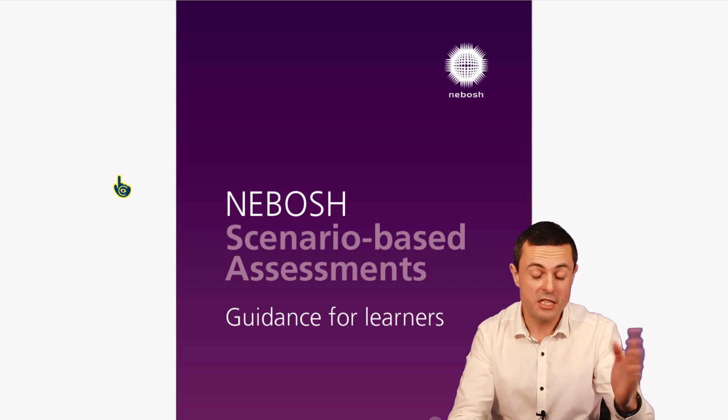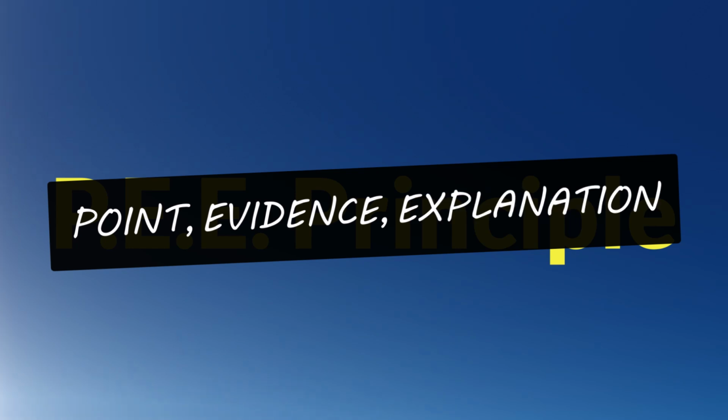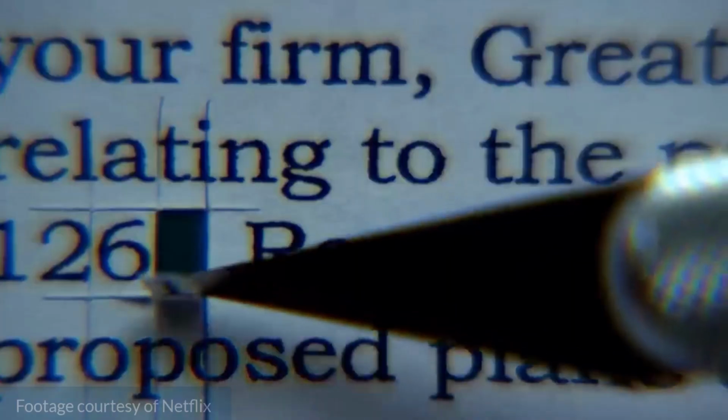It's a PDF document, looks like this. And this has been around before, but it's just been updated. And there's a very interesting update in this, is that they seem to have removed a very large section all about the PEE principle, the point, evidence, explanation. The PEE principle is something that I bang on about, and NEBOSH all of a sudden seem to have just removed it all from the guidance.